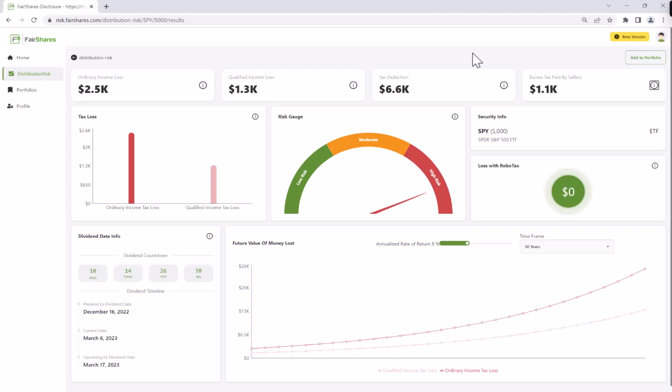The excess tax paid by sellers is the increased taxes that you will pay if one, the security is eligible to pay qualified income, two, you've owned the security for at least 61 days, and three, you've owned it for less than a year. So greater than 61 days, but less than a year. If you sell this security now, before the dividend is paid, you will pay $1,100 more in tax than you would if you wait another 10 days and wait to receive that dividend as an actual dividend payment. That is the excess tax paid by sellers.